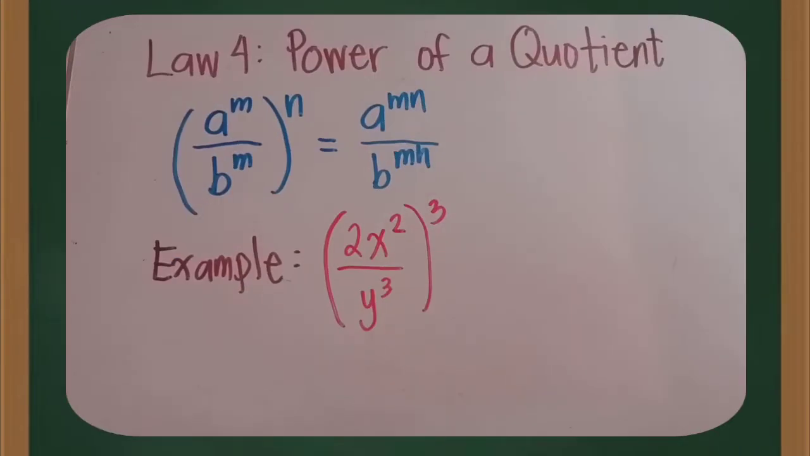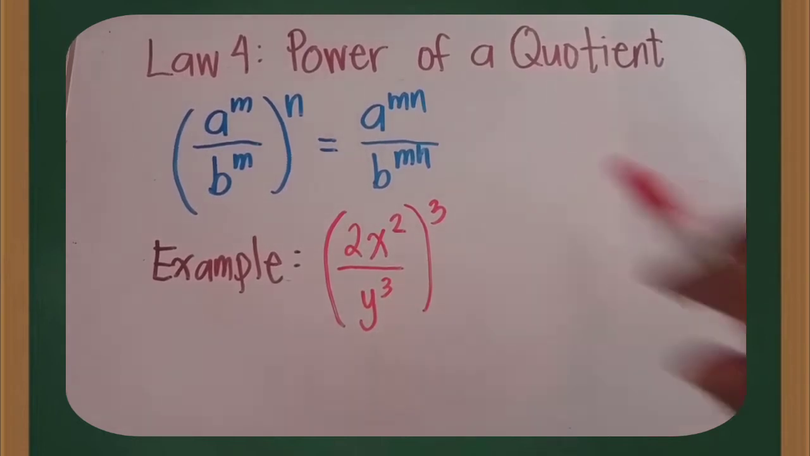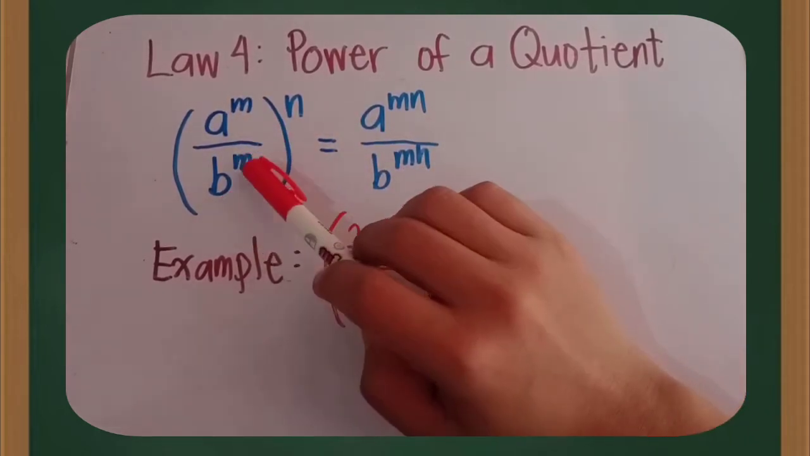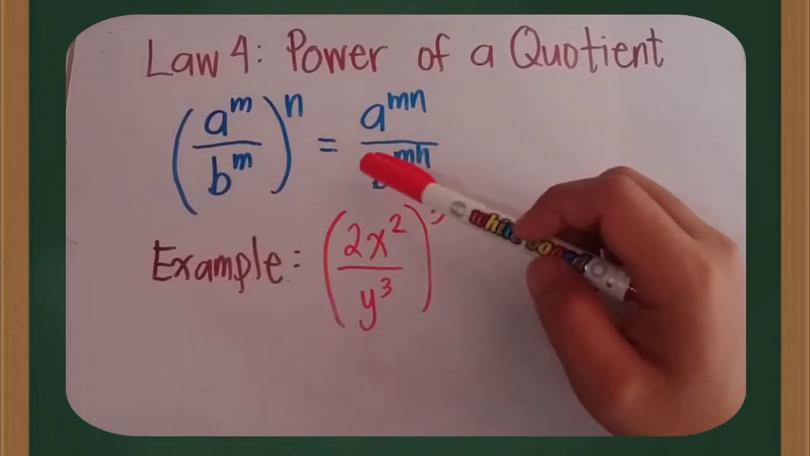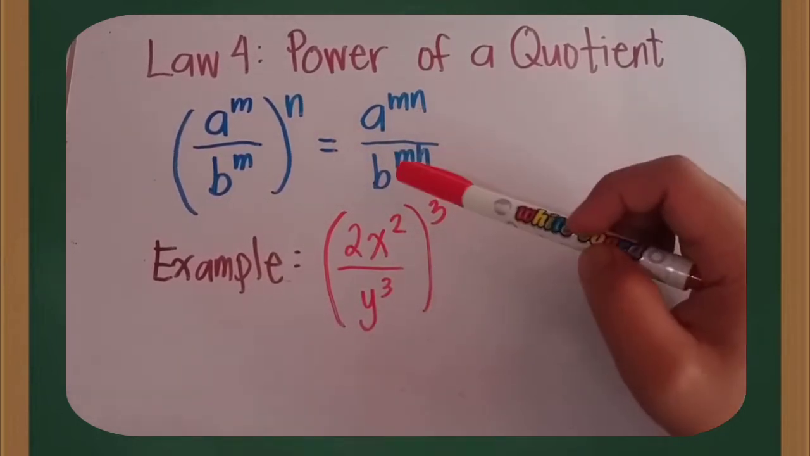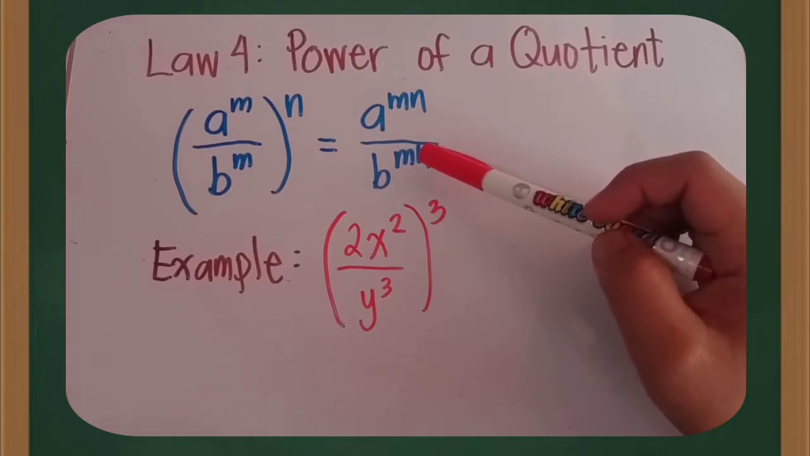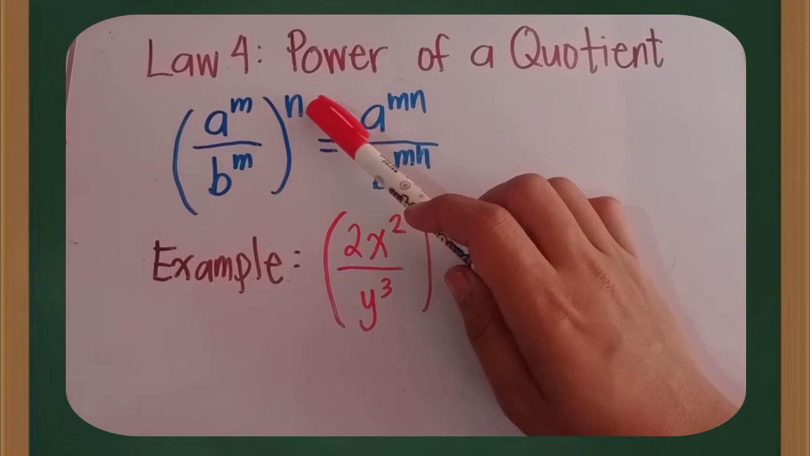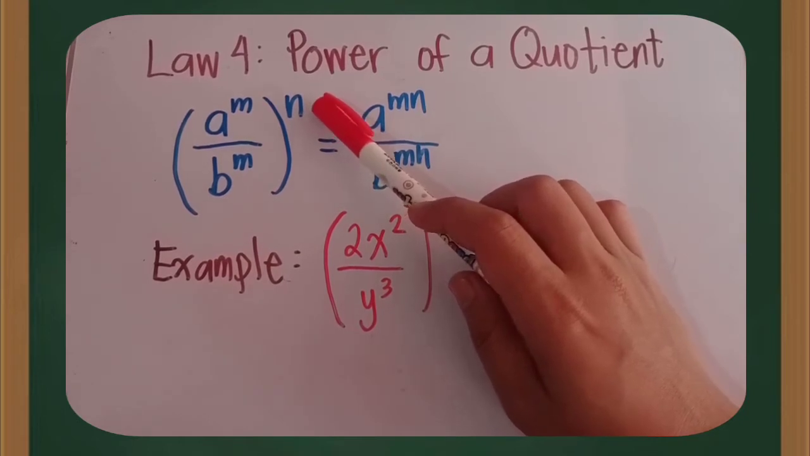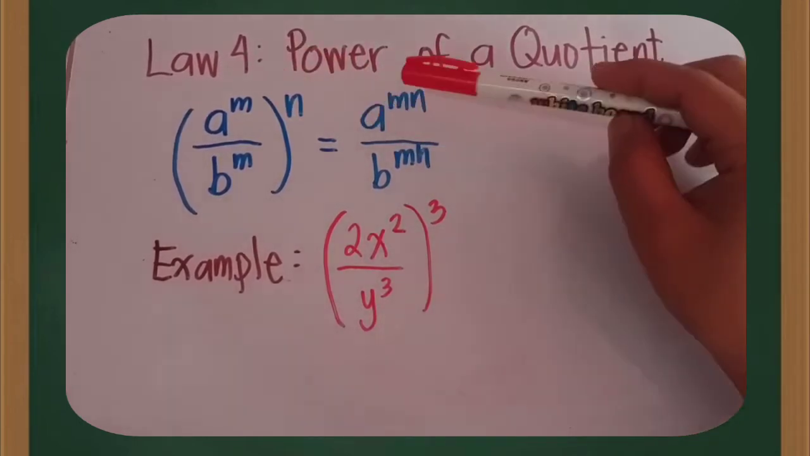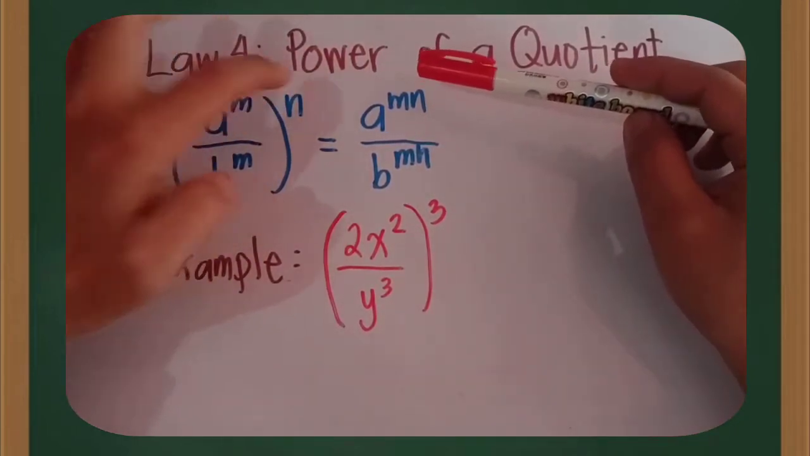Okay, let's have the fourth law of exponent, which is the power of a quotient. This law states that (a^m / b^m)^n is equal to a^(mn) over b^(mn). So parehas na siya atong power of a product. Kani exponent nga nasa gawas, ato na siyang i-multiply sa kada exponent nga nasa sulod. Okay? So mohitabo nga a raised to the power of mn, i-multiply nato sila, mn.